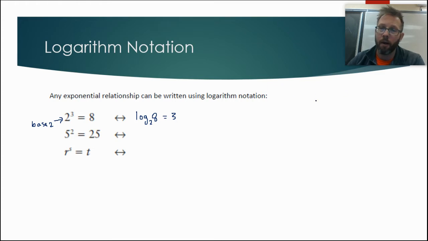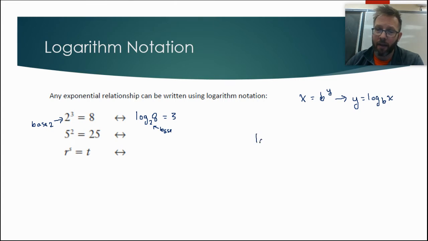I know you guys have this on your page, so I'm just going to write it here. x equals b to the power of y. We can rewrite that as y equals log base b of x. And you can see the base stays the same. The result of this power goes in the argument of the log, and then the exponent is what it all equals.